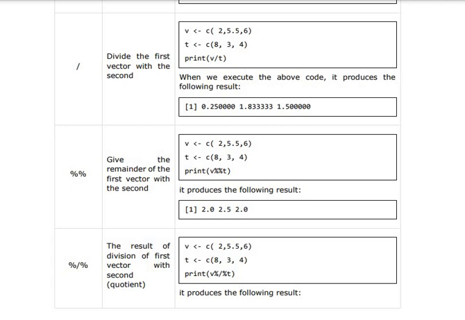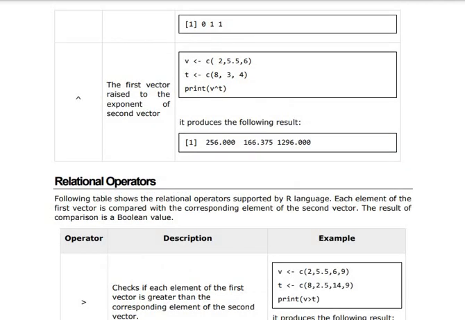So to get the quotient, we use percent slash percent. We use only slash in C, C++, Java to get the quotient, but here we use percent slash percent. Exponent, the first vector raised to the exponent of second vector.